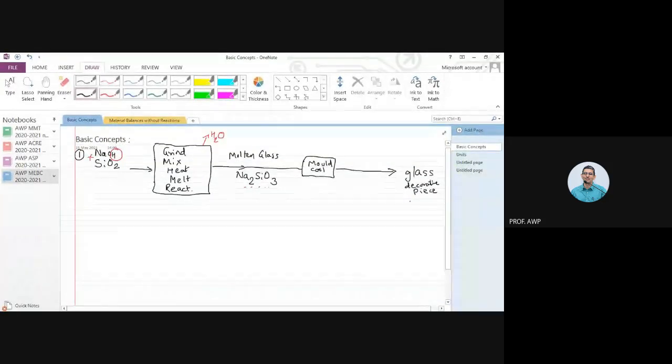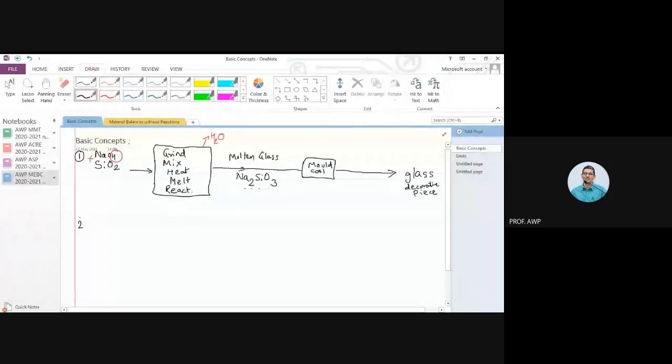You want to make that decorative piece, so you will have a mold which has the shape of that decorative piece. So the glass will solidify, so to say, and it will take the shape of that mold. And then once you take out from that mold, we will have our glass piece. Okay. Any other product that we want?